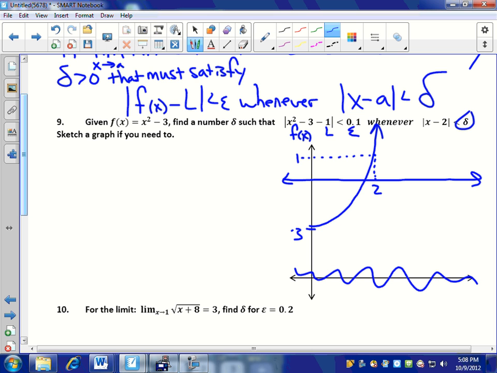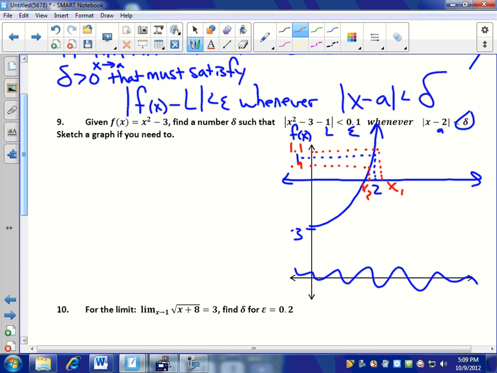So I'm approaching 2. That's my a value. What I need is an upper bound and a lower bound. Well, if epsilon is 0.1, then 1.1 is the upper bound. I'll need some x value there. Call it x sub 1. 0.9 would be my lower bound. So I need x sub 2 there.